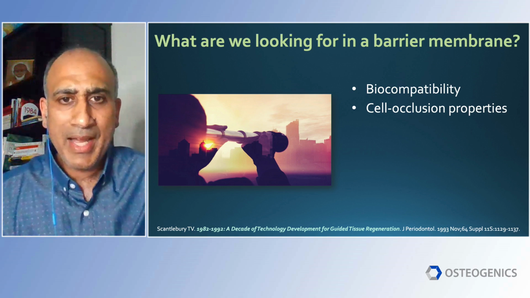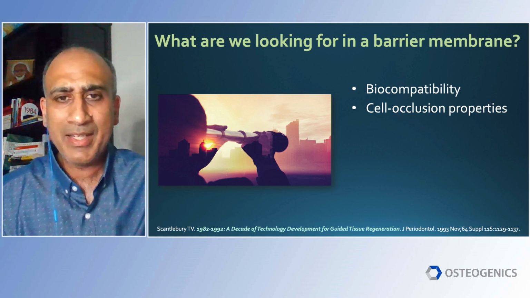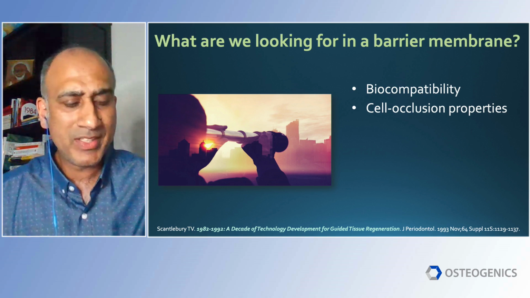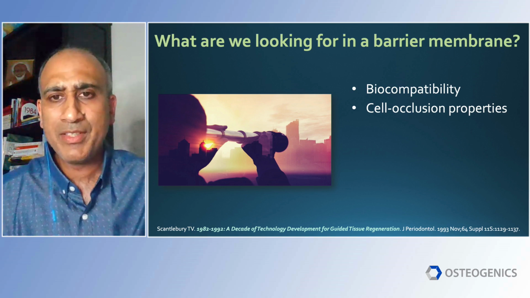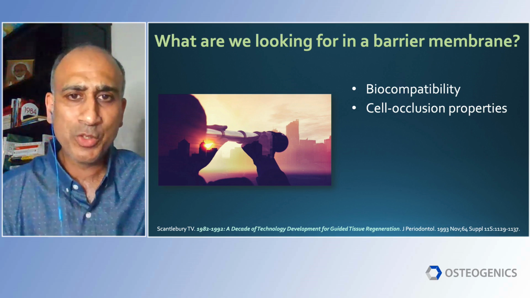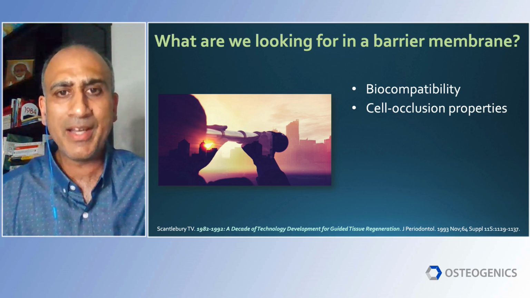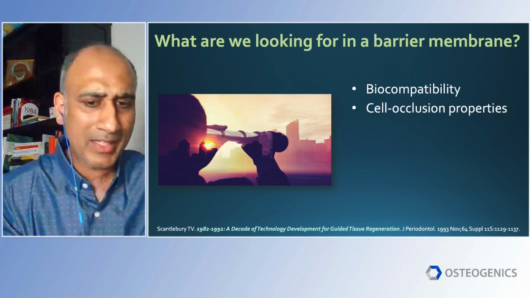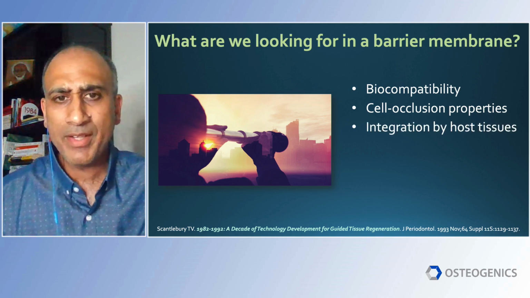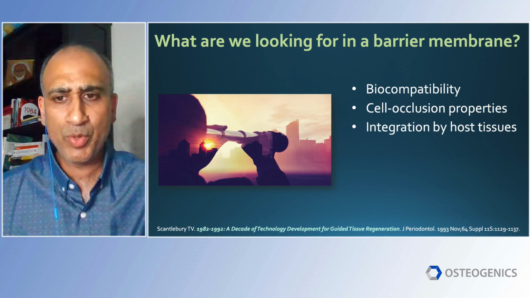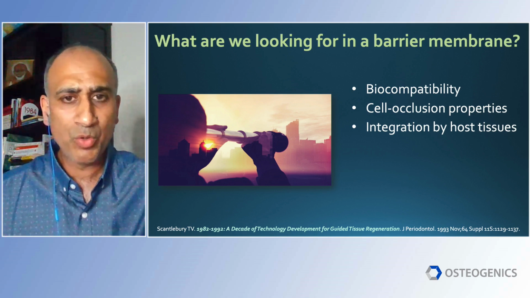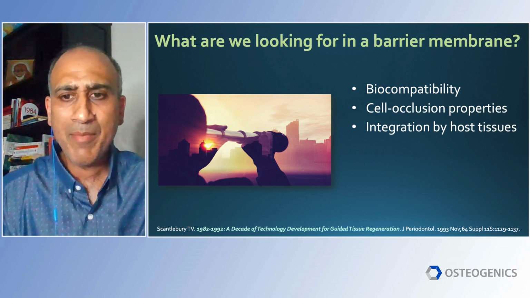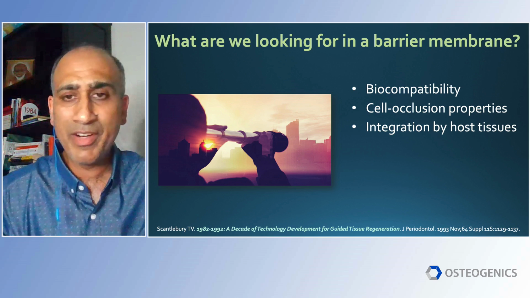We want a membrane that can occlude epithelium and connective tissue cells. Okay, it's a very, very key concept in membrane science. But we also want membranes that don't exclude nutrients from the surrounding area to get to the bone graft. We just want them to exclude the epithelium and connective tissues. We want a membrane that can be easily incorporated and integrated by the host tissues. And certainly I find with Z-matrix that because it is biocompatible, it is integrated very, very well.